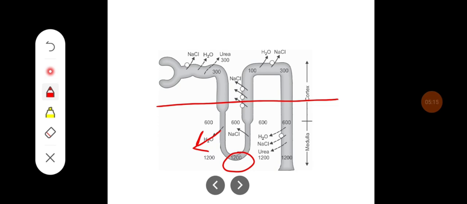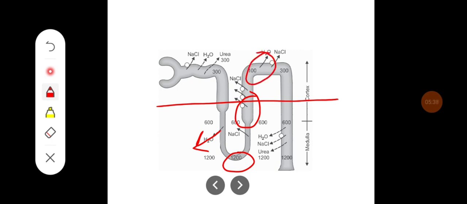And when the fluid reaches the ascending thick loop of Henle, where sodium, chloride and potassium are reabsorbed and water is not reabsorbed, the solution becomes hypotonic, and by the time it reaches the distal convoluted tubule, it is hypotonic.